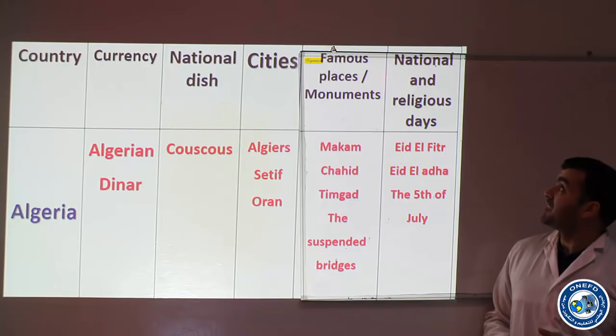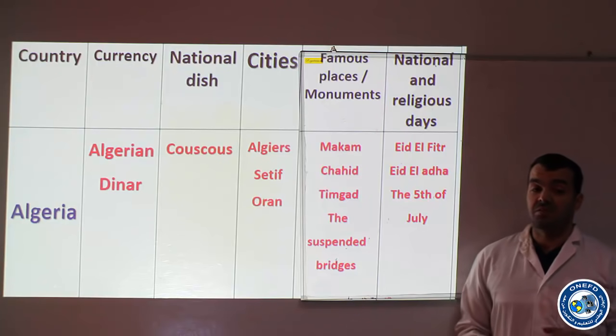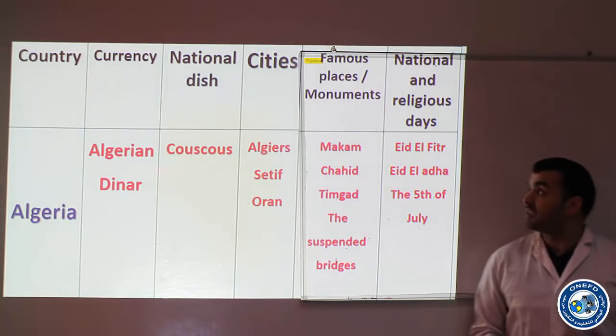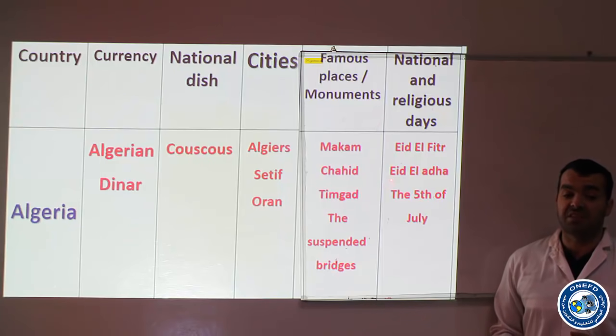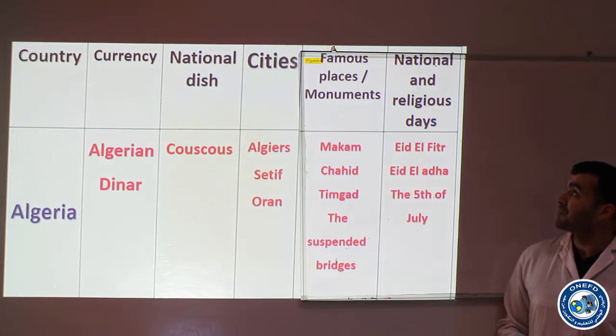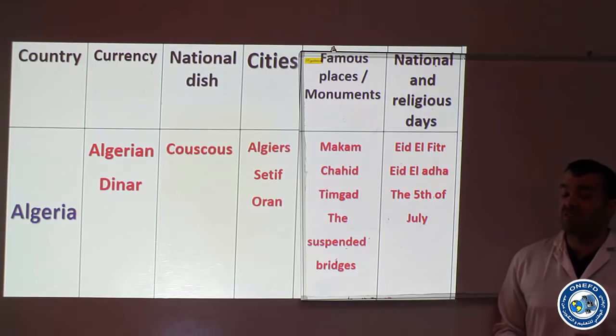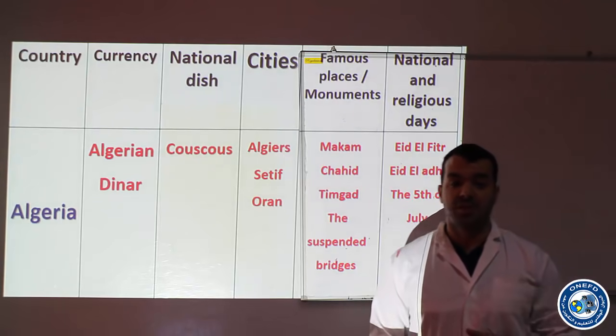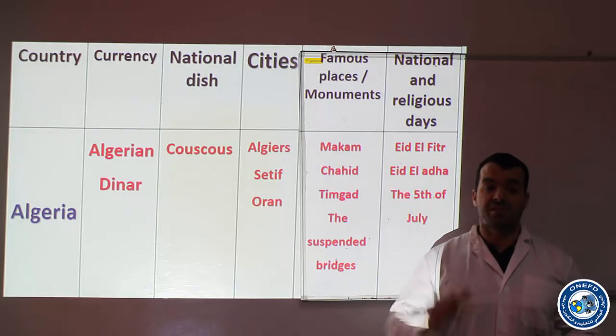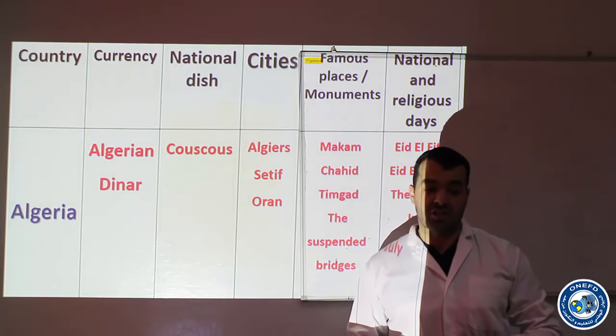And finally, national and religious days. Let's start with religious days. For example, we have Eid al-Fitr and Eid al-Adha. Now, national celebration days: we have the 5th of July, the 1st of November, etc. I will give you 2 minutes. Try to write the correction down.